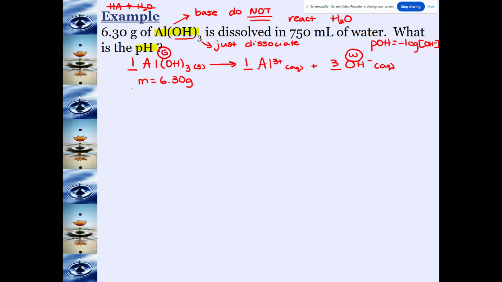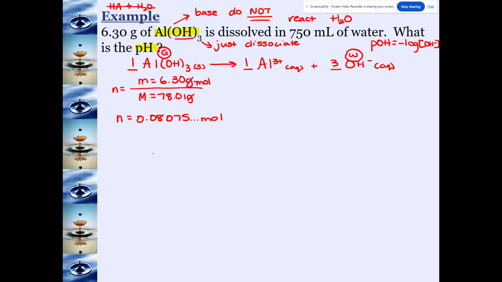6.30 grams. Now, whenever you're given mass, right away, you want to say to yourself, I need to find moles, right? The universal language for the amount of a substance in chemistry is moles. So I'm going to find the molar mass. Aluminum is 26.98. I have 3 hydrogens and 3 oxygens. So the molar mass is 78.01 grams per mole. So our grams cancel and we're going to get left with moles. 6.30 divided by that molar mass was 0.08075. Do not round this answer.